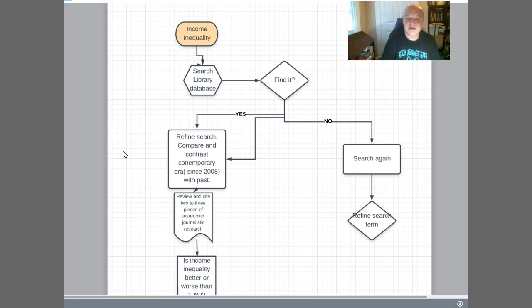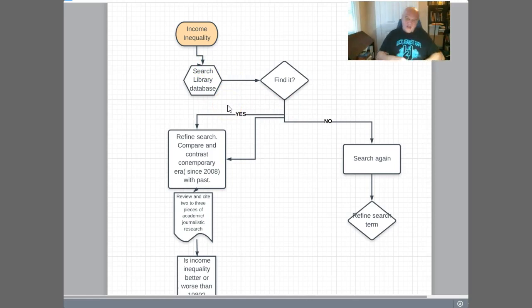What's the problem that a lot of folks have? Folks are too general. So I put down search library up here. These squares are processes, this is an input, and these are decision trees here. That's what these yes and no's mean.